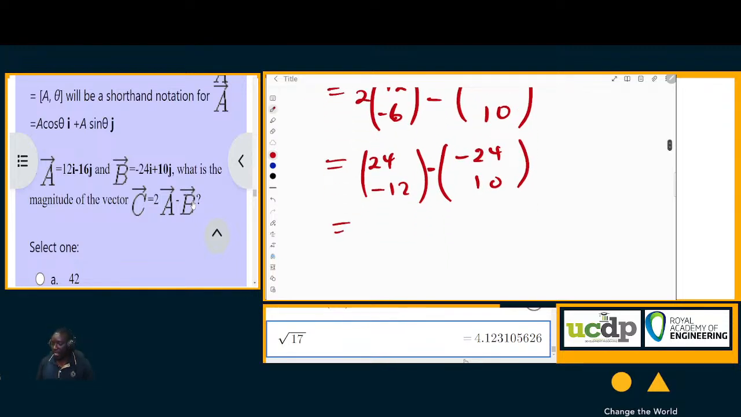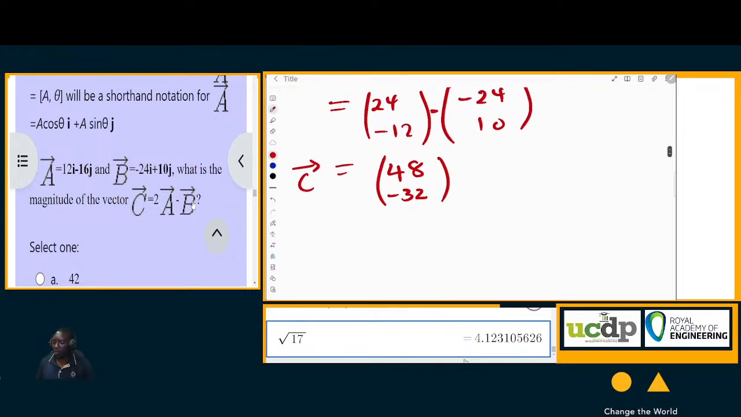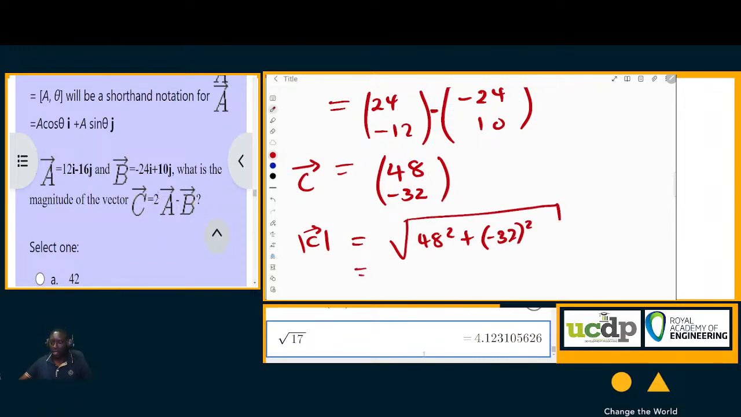So 24 minus minus 24 gives us 48. Minus 32 minus 10 gives minus 42. That's our vector C in that notation. So this is 48i minus 42j. But what we want is the magnitude of C again. That magnitude is the root of 48 squared plus minus 42 all squared. Taking that magnitude would give you what? What would be the magnitude of that expression?